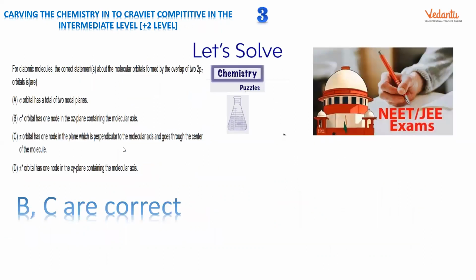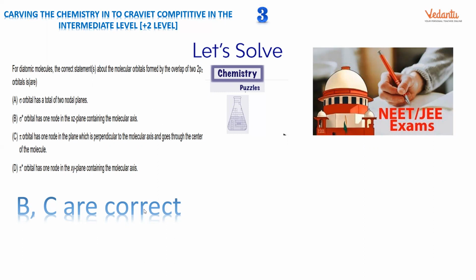In this, what are the correct options we need to identify, right? Sigma orbital having total 2 nodal planes. Sigma star orbitals are having one node on the XZ plane containing the molecular axis. Pi orbital has one node in the plane perpendicular to the molecular axis that goes through the center of the molecule. Pi star orbitals have one node in the XY plane containing the molecular axis. Right. So from these 4 we need to predict. B, C options are the correct answers among all the given answers.